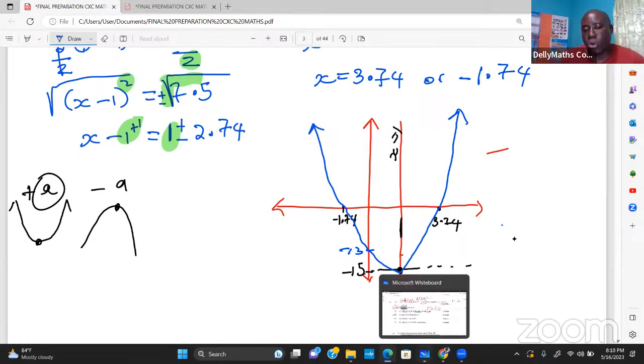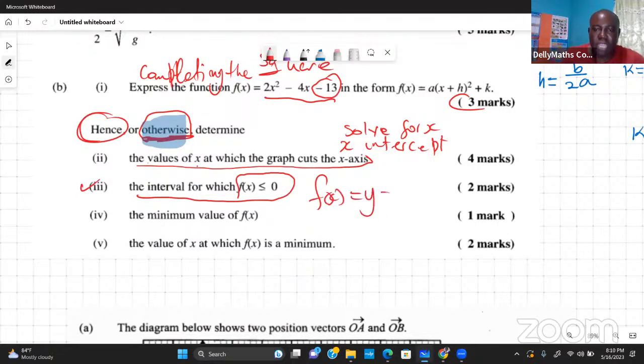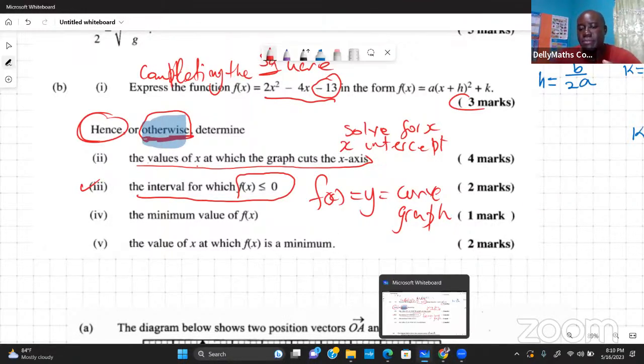Now, if they want to know where the curve is, the interval where the curve is less than 0, f of x means y. Guys, f of x means y. It means the curve. It means the graph. So with f of x less than 0, they are saying, where is the graph? You understand? Where is the graph in the negative section? Because less than 0 is negative.